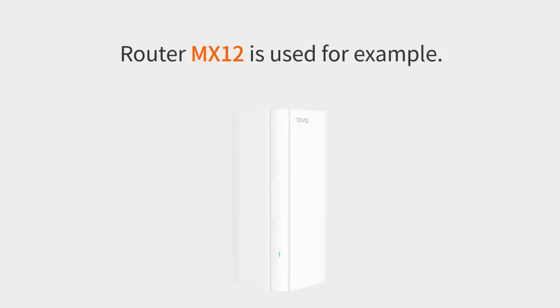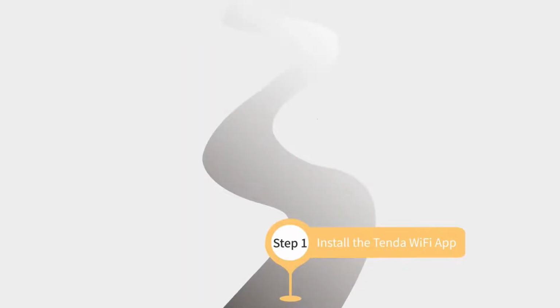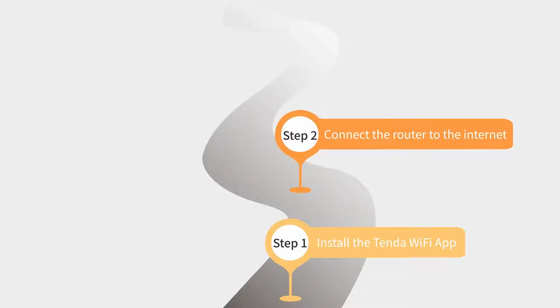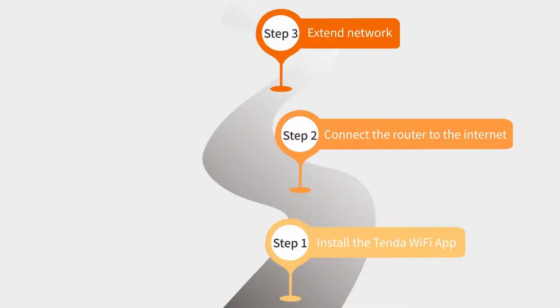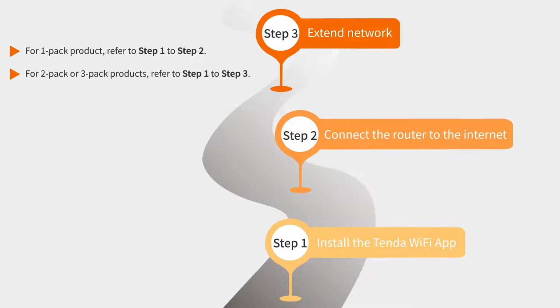Router MX12 is used for example. Step 1. Install the Tendawifi app. Step 2. Connect the router to the internet. Step 3. Extend network. For 1-pack product, refer to Step 1 to Step 2. For 2-pack or 3-pack products, refer to Step 1 to Step 3.